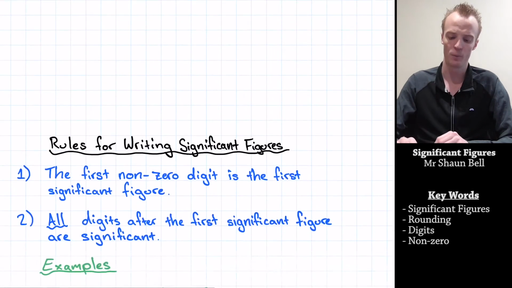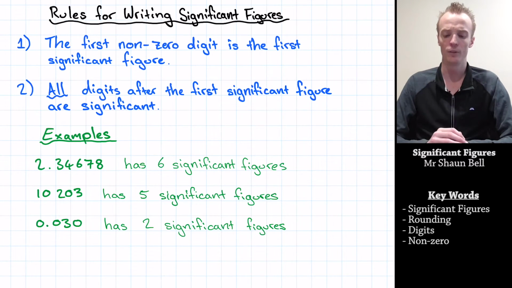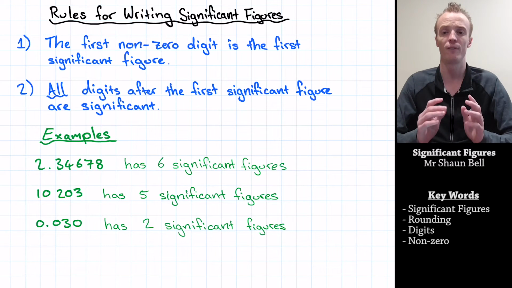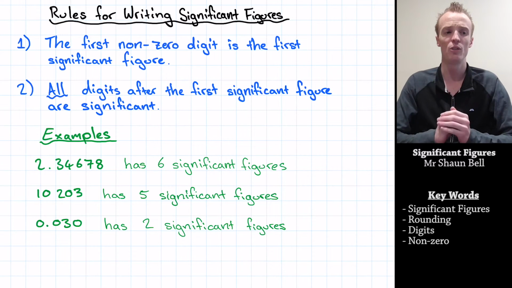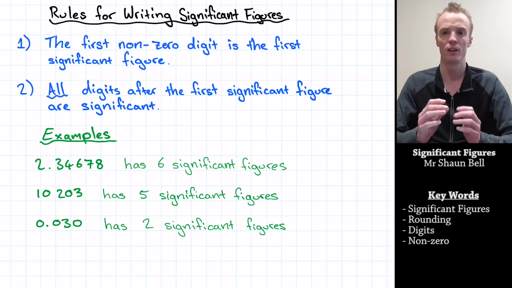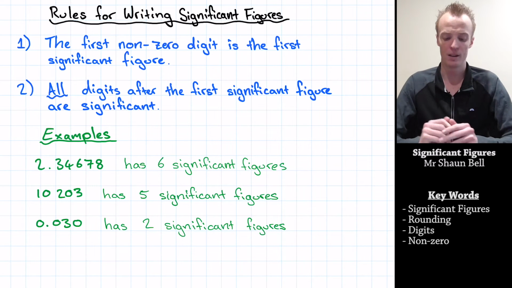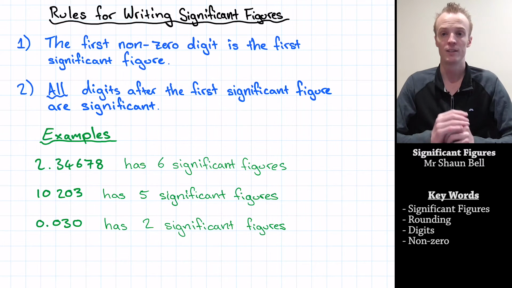So let's summarise what we've found so far. The rules for writing significant figures are, number 1, the first non-zero digit is the first significant figure. Then number 2, all digits after the first significant figure are significant, including zeros. For example, the number 2.34678 has 6 significant figures because the first non-zero digit was the 2, so all digits in that are significant.